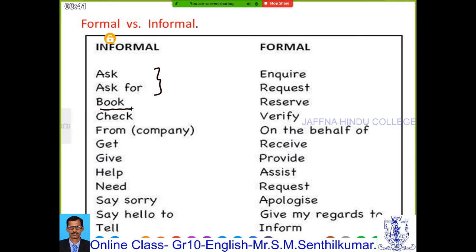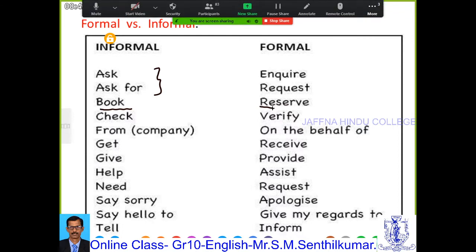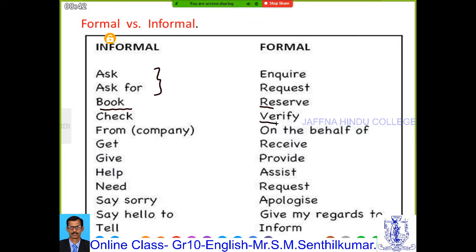Book, as a verb: here we have to use reserve. Please, I kindly ask you to reserve 5 seats for our students. Reserve. Check: we use verify, a formal word. From: when you introduce yourself, you say "I am from Jaffna Hindu College." In speeches we normally say it like that.